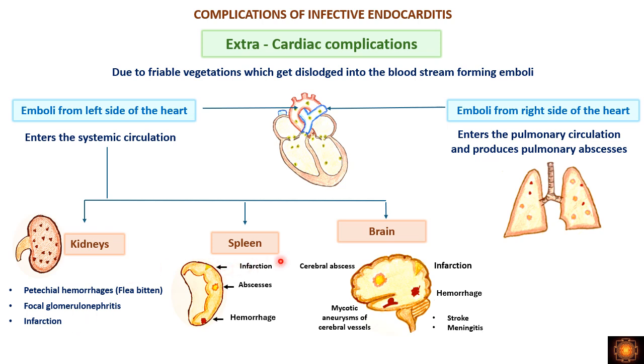When the emboli enter the spleen, there can be infarction, abscesses, or hemorrhages. Similarly, in the brain we can have abscesses, infarction, hemorrhages, and sometimes small mycotic aneurysms in the cerebral vessels. Further, the patient can develop stroke and meningitis also. And if the emboli enter from the right heart into the pulmonary circulation, then the patient will develop hemorrhages and abscesses in the lung. So these are consequences of the emboli which enter the circulation. So extracardiac, we have embolic consequences and immunological complications.